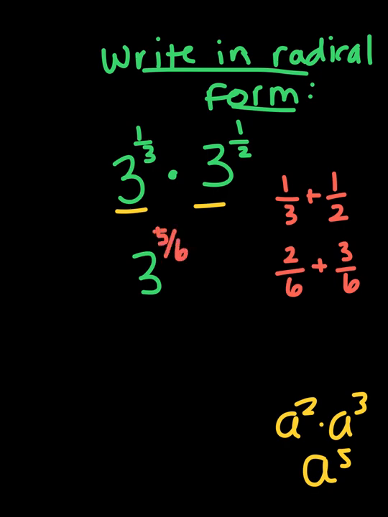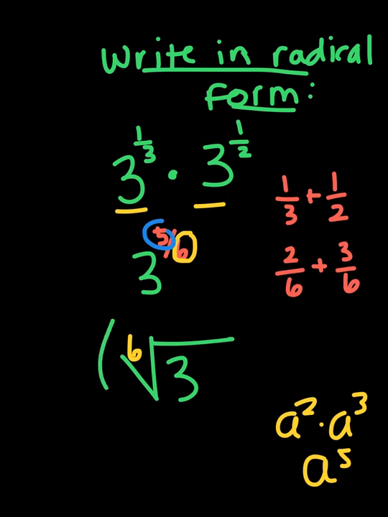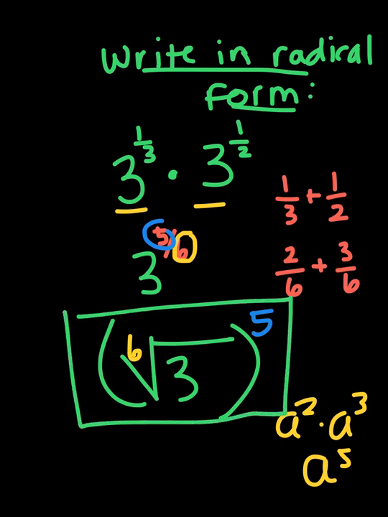Now that I have it as just one power, I can write it in radical form, noting that the denominator is going to be my index. So this is going to be the 6th root of 3, and the numerator indicates the power to which I raise my answer. So raised to the 5th power. And that would be my final answer, the 6th root of 3 to the 5th.